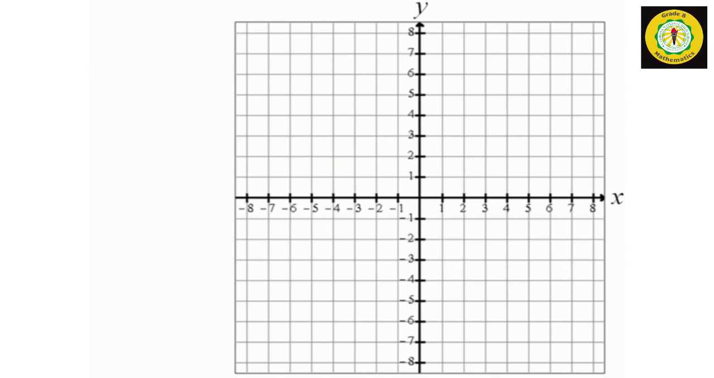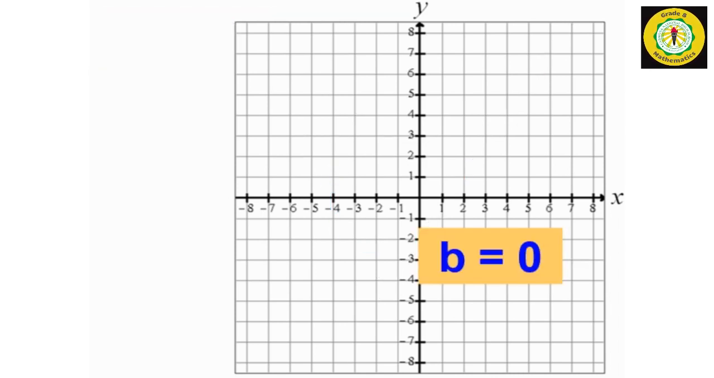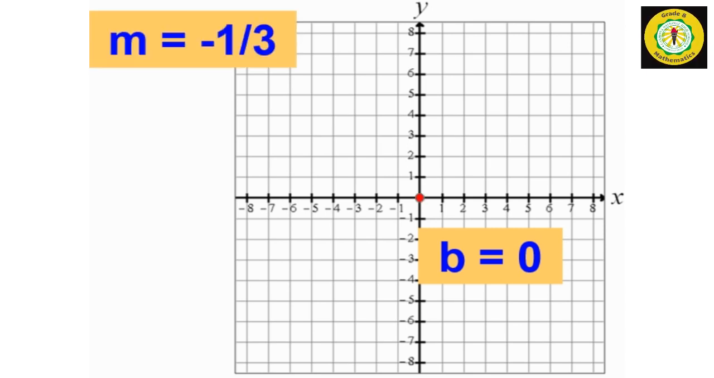Let's proceed to our third example. I have here the y-intercept, which is b equals 0, and then the slope, which is -1/3. So we have 1 unit up and then 3 units to the left since we have a negative slope. Again, let's repeat the counting: we have 1 unit going up and then 3 units to the left.